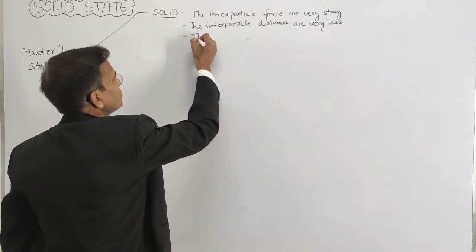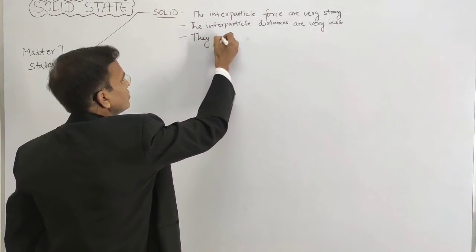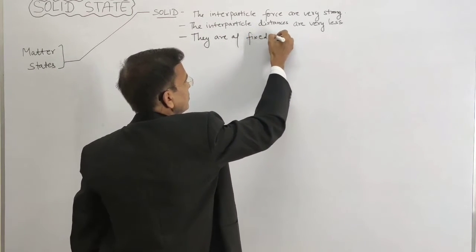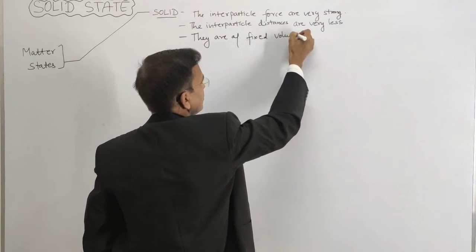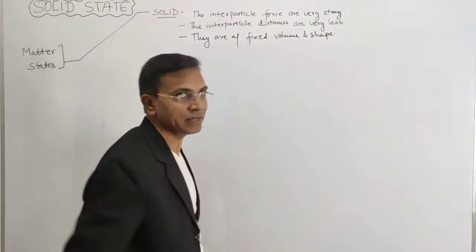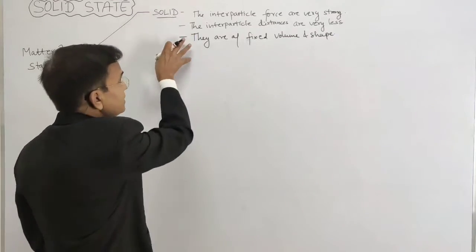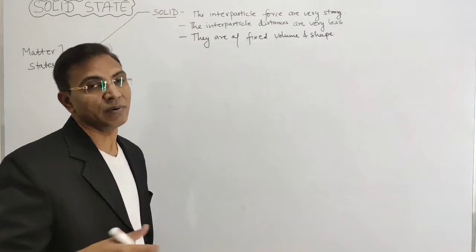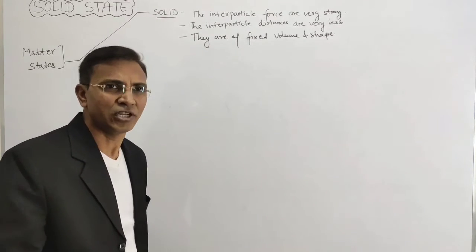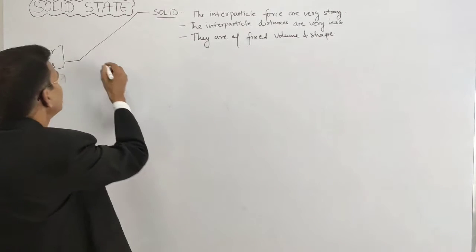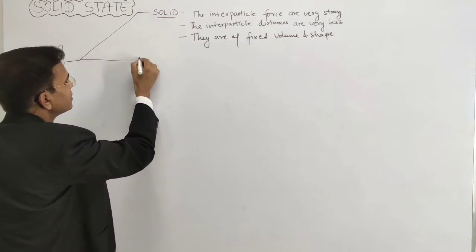They are of fixed volume and shape, right? Now in comparison of these, there are many other properties also, but these are the main: the interparticle forces, interparticle distance and shapes. Now in comparison of this, come to liquids.